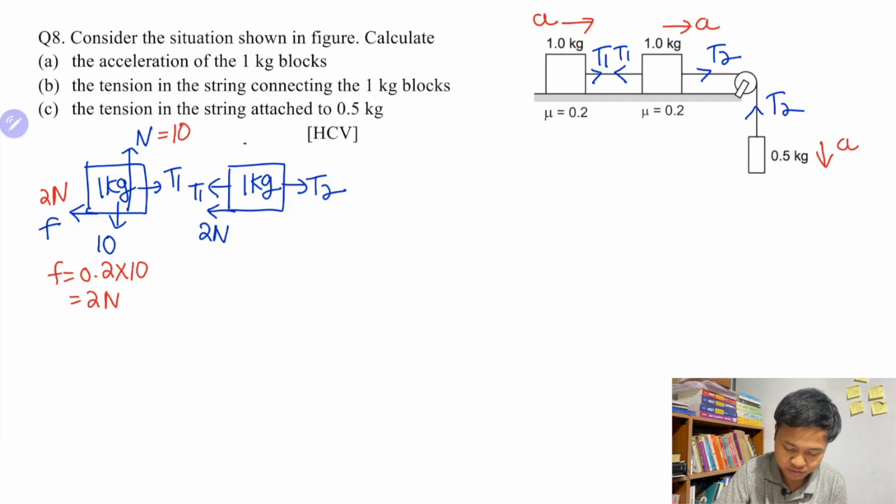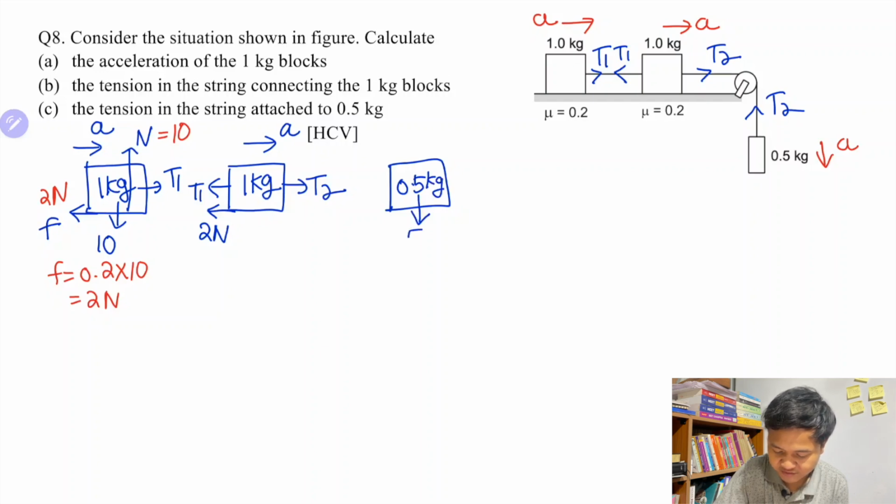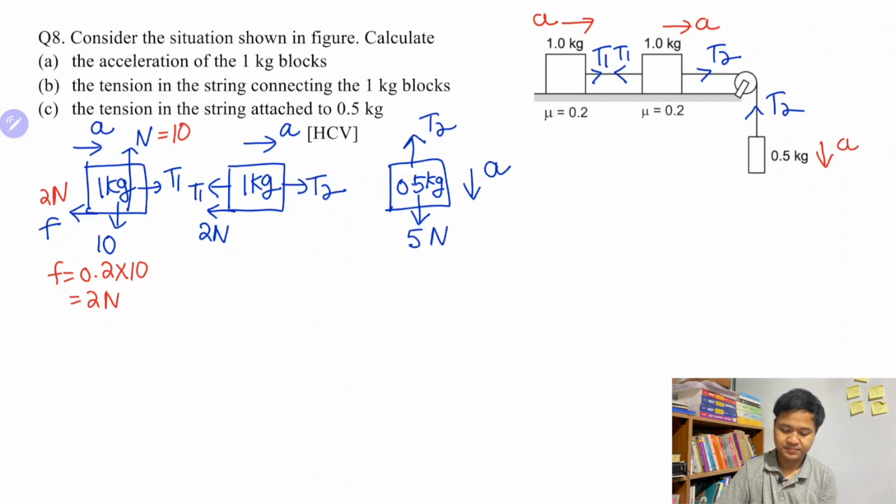Okay, so this will go towards the right with, let's say, acceleration A. The 0.5 kg block, so 0.5 kg, has weight 5 Newton. Okay, with tension T2, and acceleration A downwards.